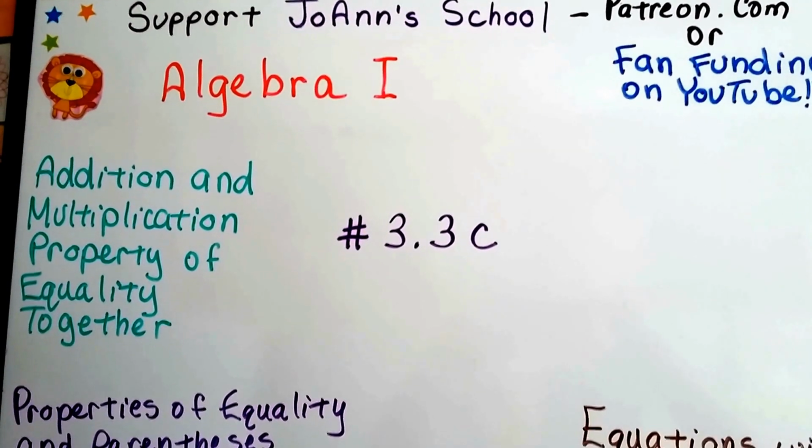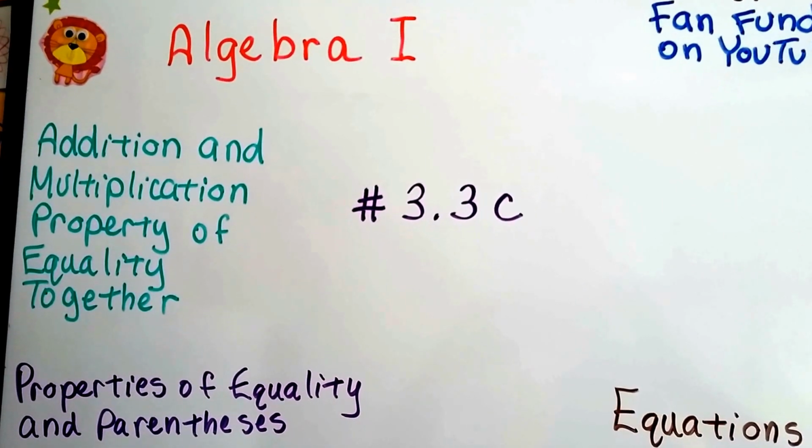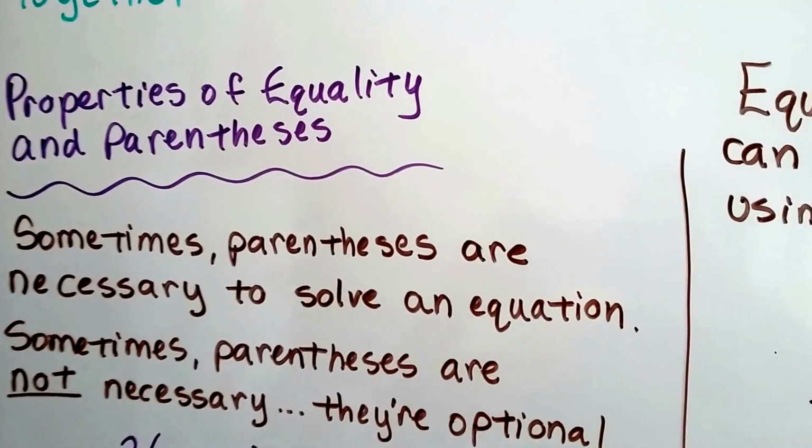3.3c, this is Algebra 1. We're talking about the addition and multiplication property of equality and using them together. And now we're going to use them together with parentheses.